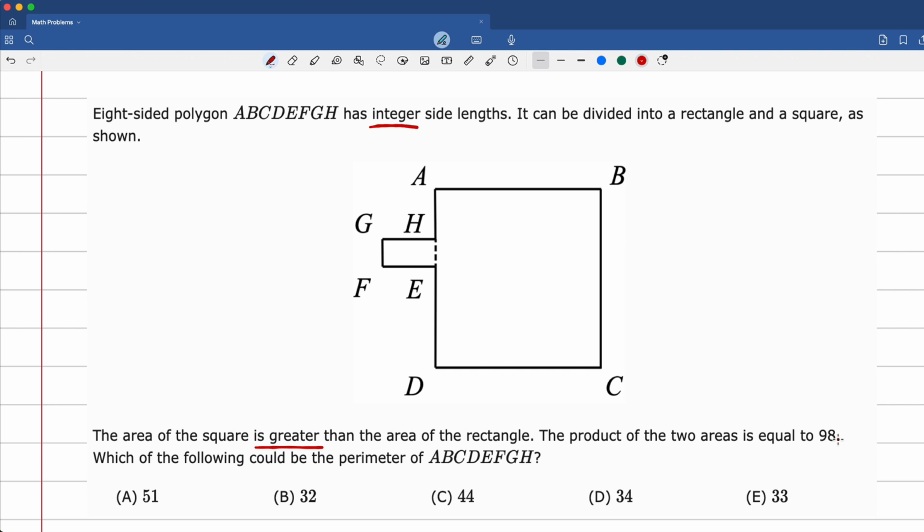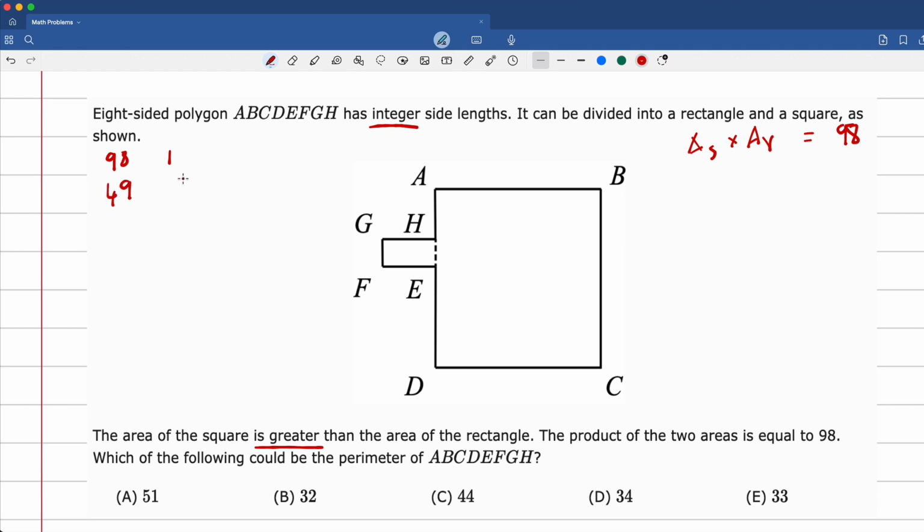So take a moment and think about how we can proceed with this problem. We know that each and every side is an integer, which means the area is also going to be an integer. So the area of the square times the area of the rectangle is going to be equal to 98. So we need to get to 98. What are the factors of 98? If you think about it, 98 and 1 are definitely factors by themselves.